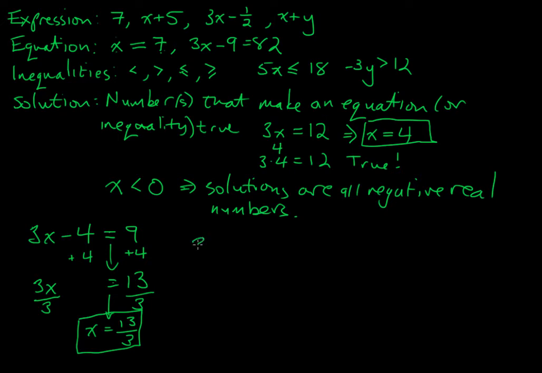If this is x here, if I plug 13 thirds in for that and subtract 4, I darn well better get 9. Otherwise, I made a mistake somewhere, right? So 3 times 13 thirds, 13 over 3 times 3 is 13. 13 minus 4, oops, let me do that one again. 13 minus 4 is 9. Well, hey, that checks out. So that is a true statement. So 13 thirds is indeed the solution.